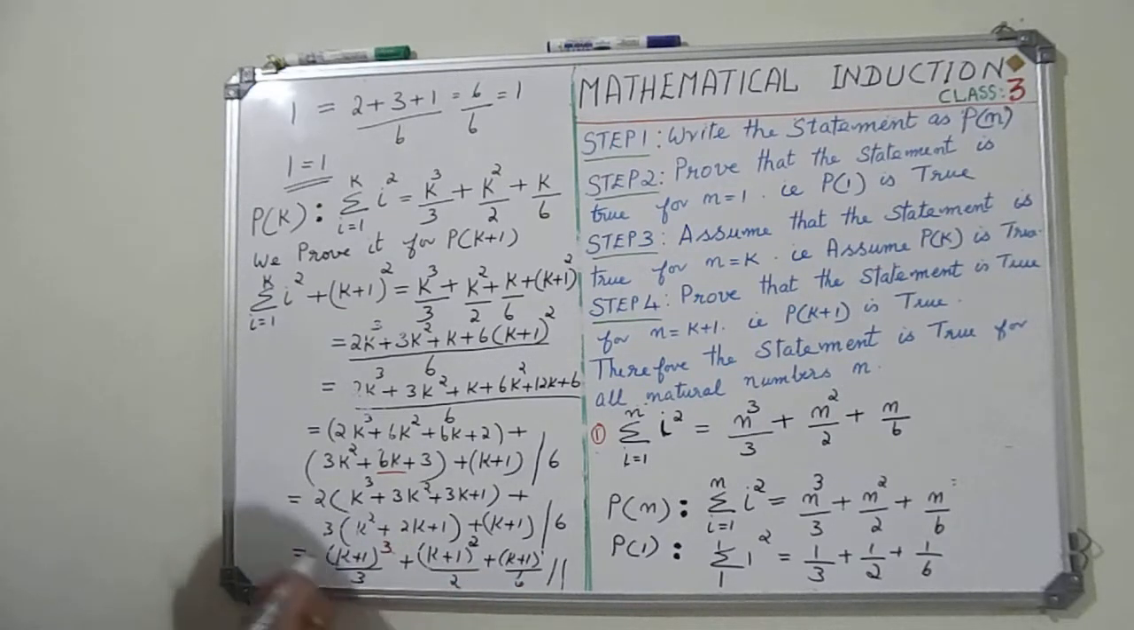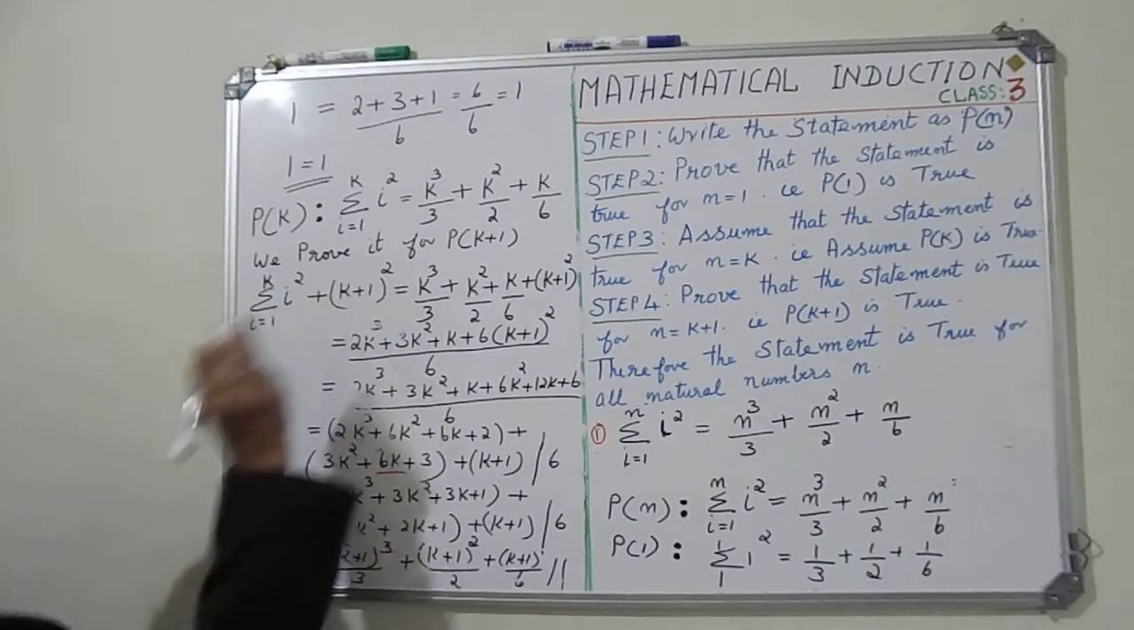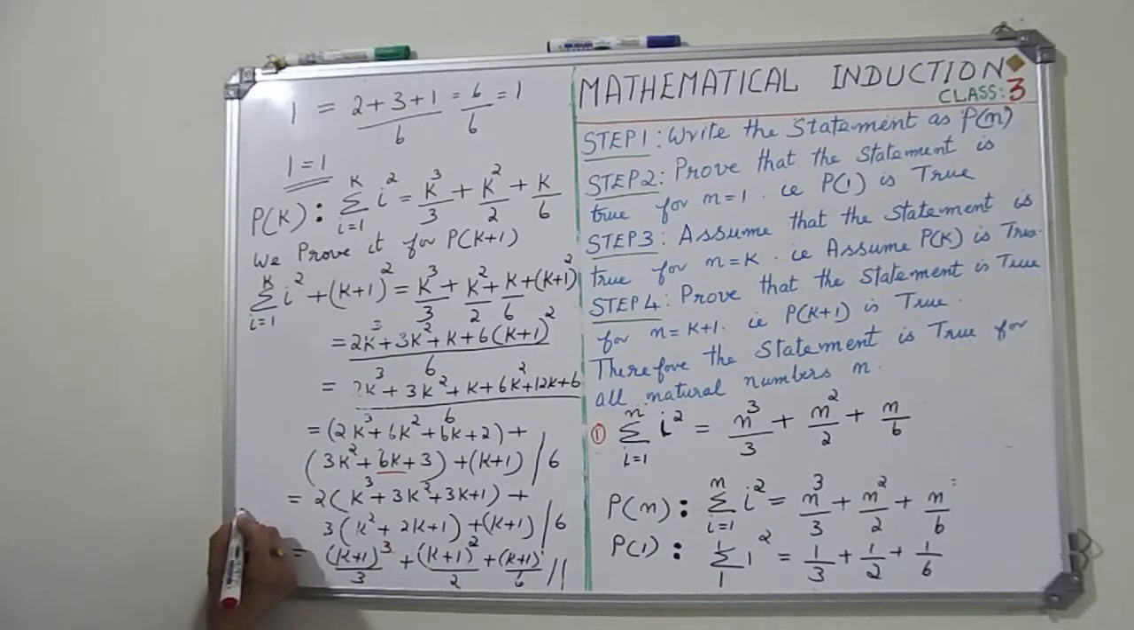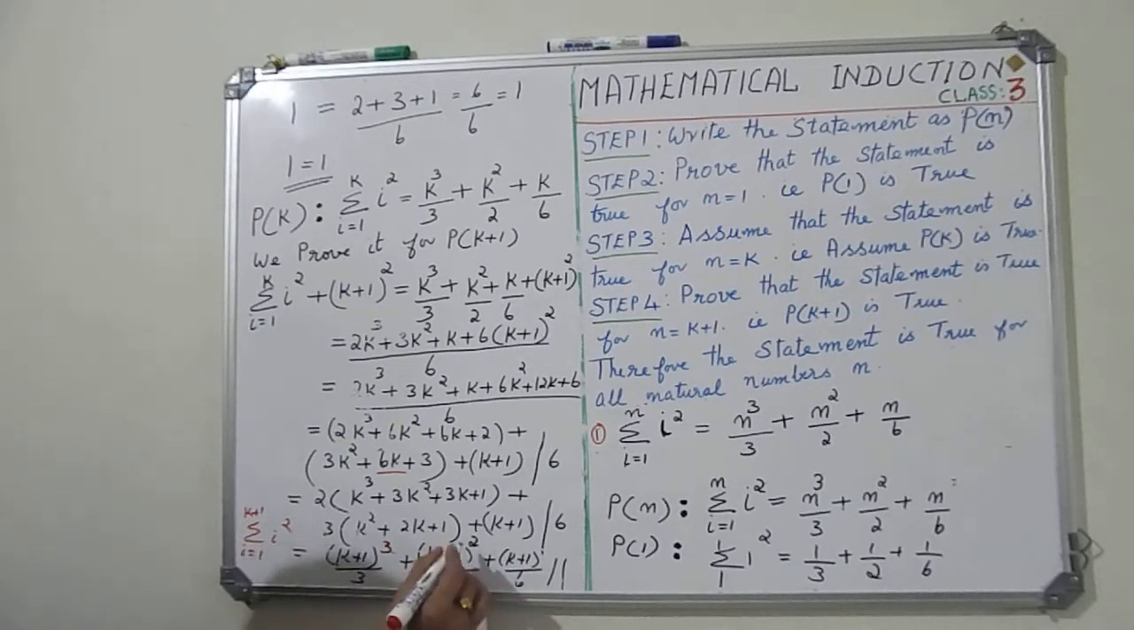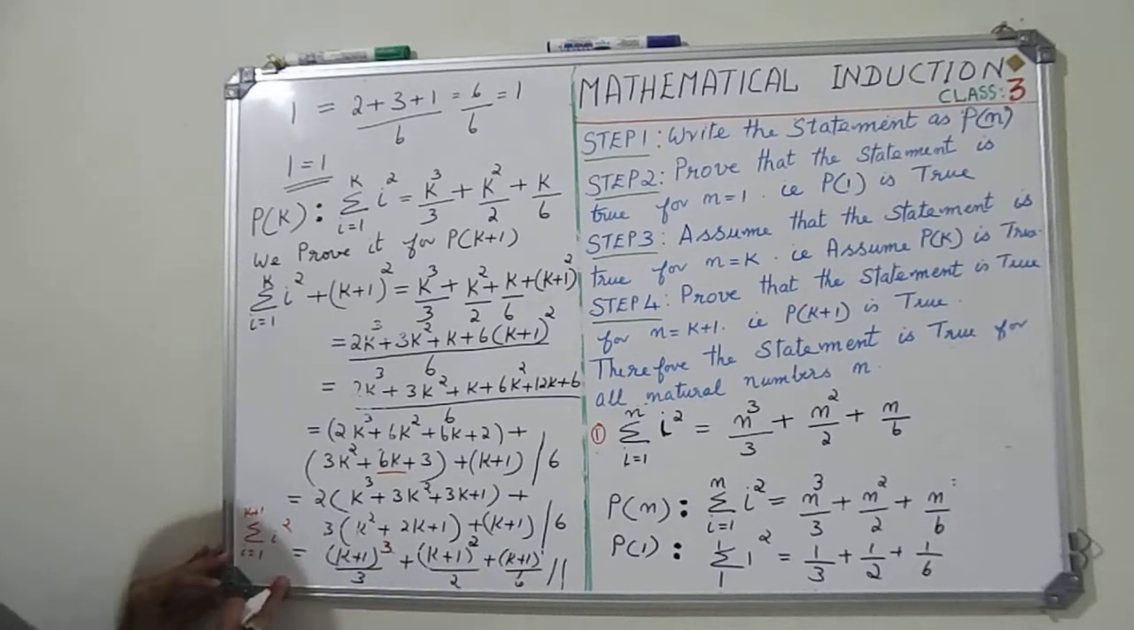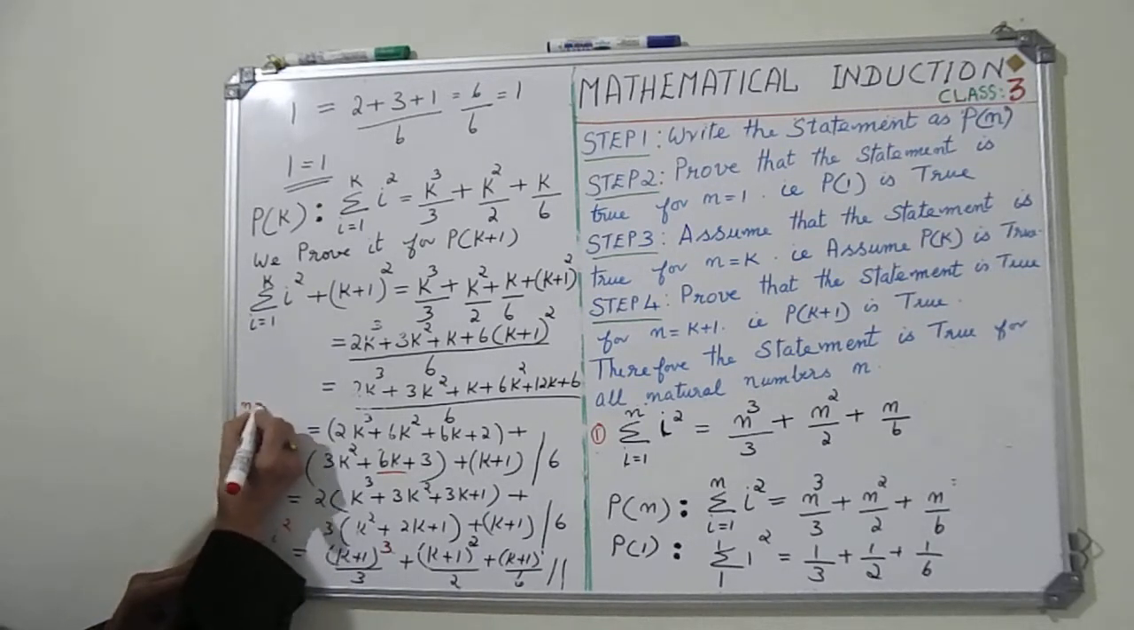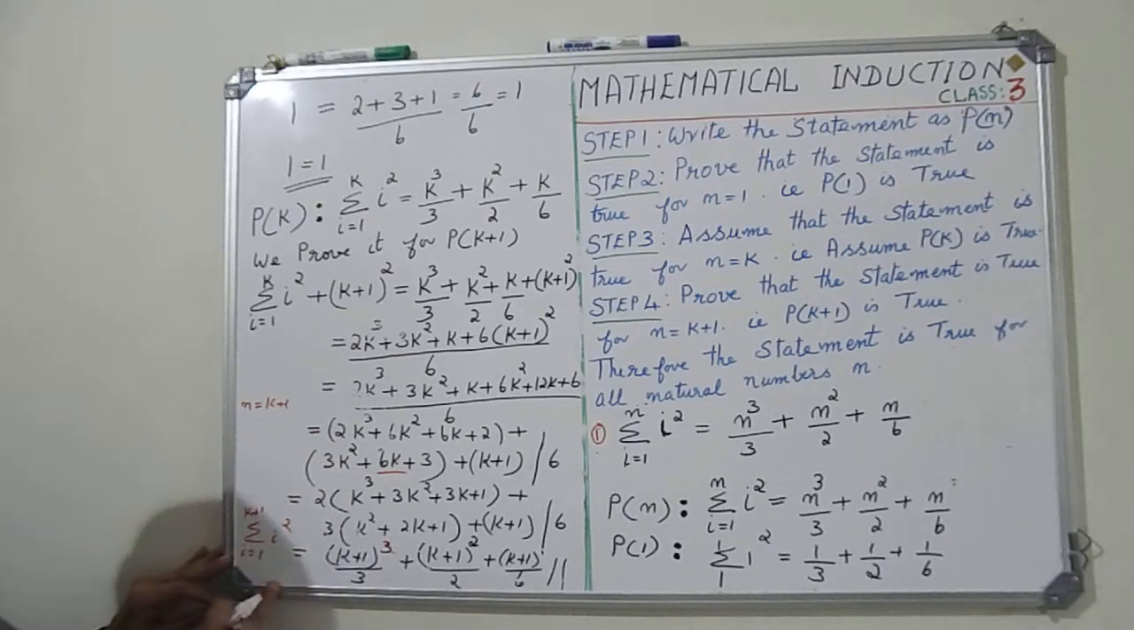What does this mean? What about the left hand side? If we combine these two terms, the summation will be from i varies from 1 up to k plus 1 of i square, which is equal to k plus 1 the whole cube upon 3 plus k plus 1 the whole square upon 2 plus k plus 1 upon 6. That means the given mathematical statement is true for n equal to k plus 1. Therefore, it is true for all natural numbers.